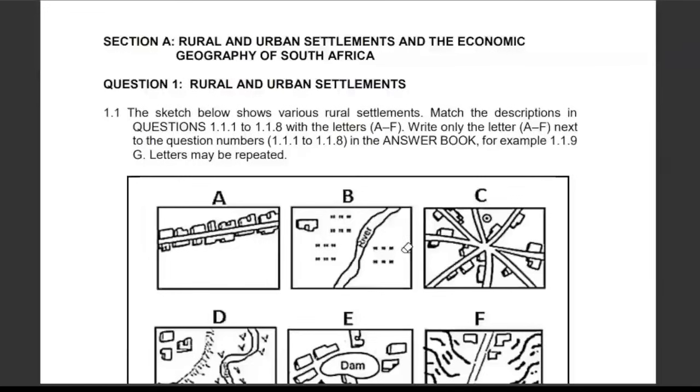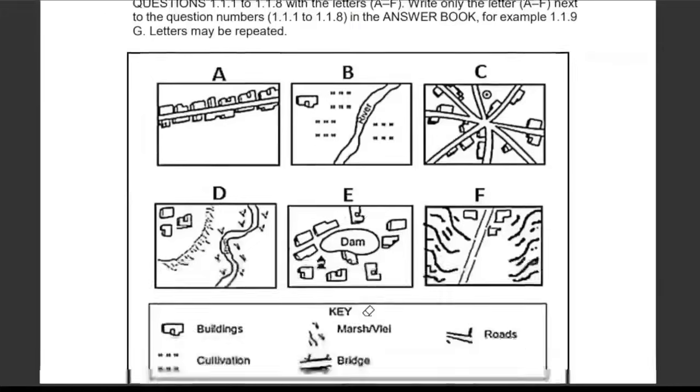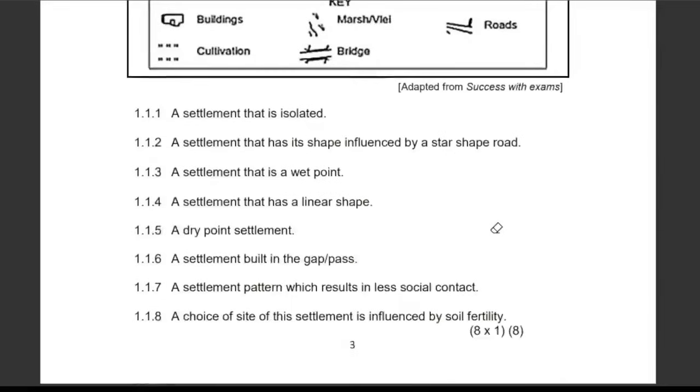Right, so we are going to look at these settlements here and try to match them with the given set of questions which correspond to the given settlement situation, from A, B, C, D, E, up to F. Right, so we're going to start with our first question. Our first question is saying a settlement that is isolated.